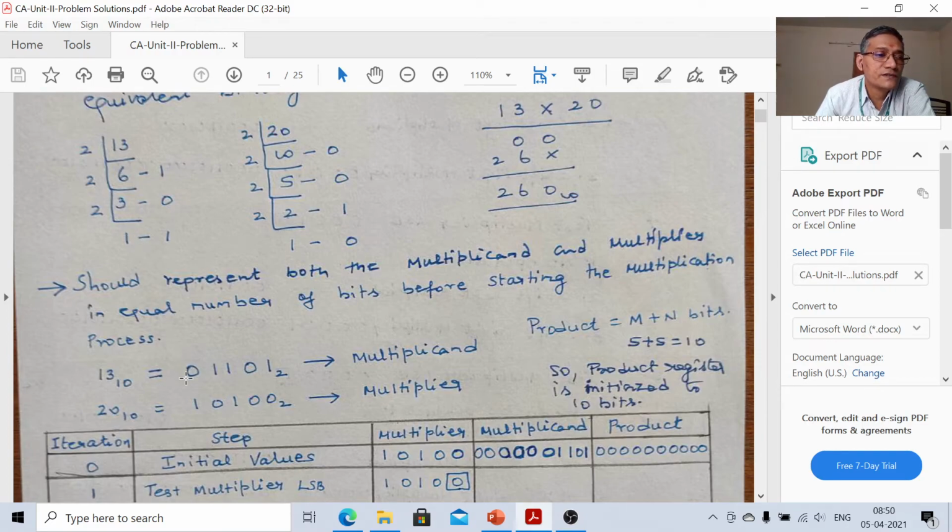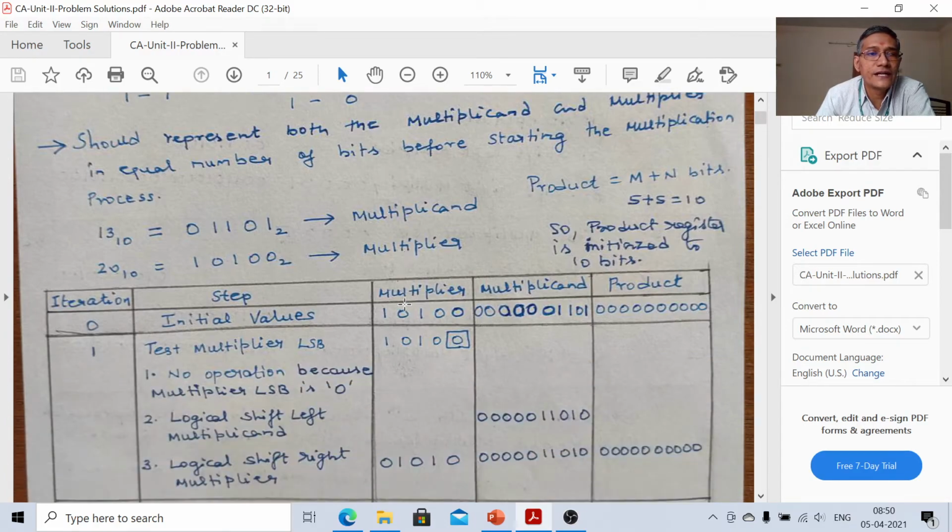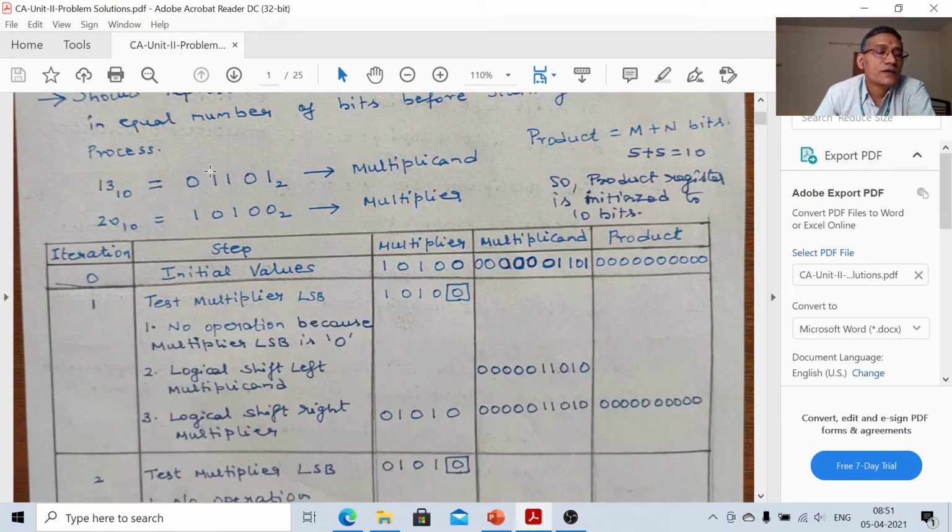So we have preceded a 0 with respect to the representation of 13 in binary. So that is the multiplicand, 01101, and 20 is directly represented as 10100. Now we will be going for iteration, right? Since we have represented in 5 bits, the initializing value of the multiplier will be 10100, that is the multiplier, 20.